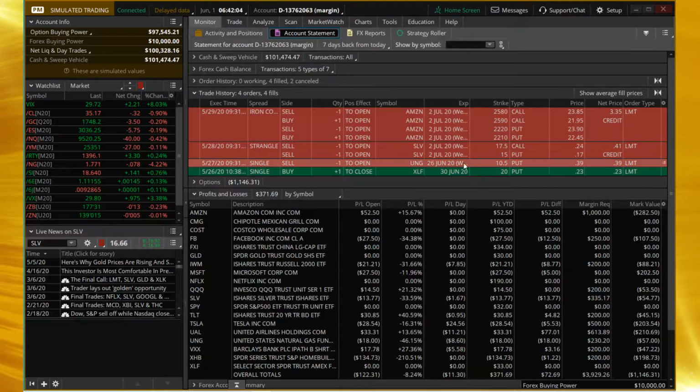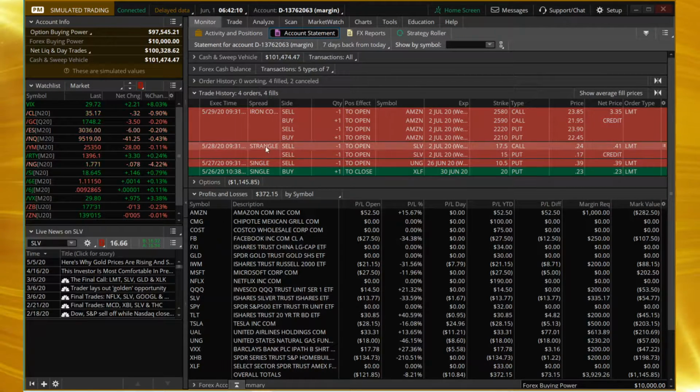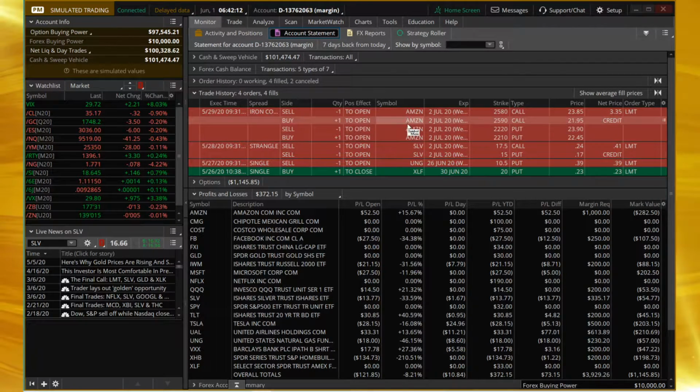So yeehaw. Now we have UNG, natural gas, and silver. I believe that was a strangle. Yeah, you can see a strangle right here. And in Amazon, we put an iron condor on Friday. So we'll see how all that is looking.